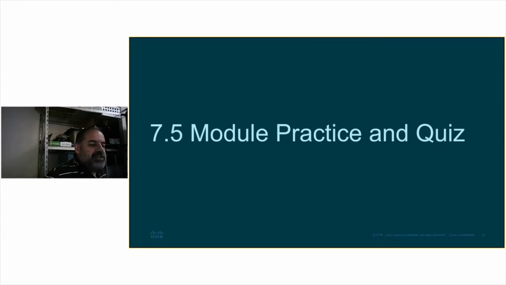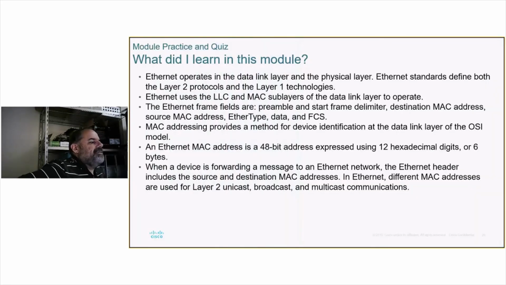All right, so that's the end of the chapter. Hallelujah, they all say. So we've looked at how Ethernet operates in the data link layer and the physical layer. We've looked at Ethernet standards, which define both layer 2 protocols and layer 1 technologies. Of course, we've looked at the sub-layers in the data link layer, logical link control and media access control. Ethernet frame fields are preamble, start frame delimiter, destination MAC address, source MAC address, EtherType, and then the data field, which of course is the IP packet, and then there's a frame check sequence on the end.